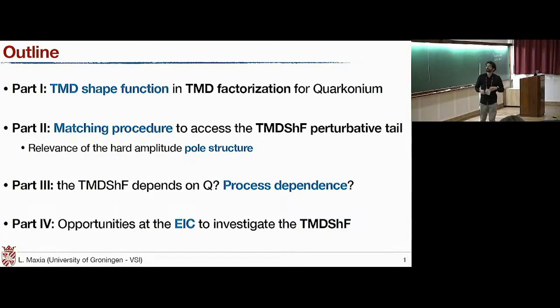So basically, I will first of all introduce the TMD shape function in quarkonium production, and why it is needed for TMD factorization. We'll do it in a very simple way. Then I will focus on the main part of this talk, in which I would like to discuss how we achieve the perturbative tail of such an object via a matching procedure, in particular taking into account the pole structure of the hard amplitude that has been neglected in previous works.